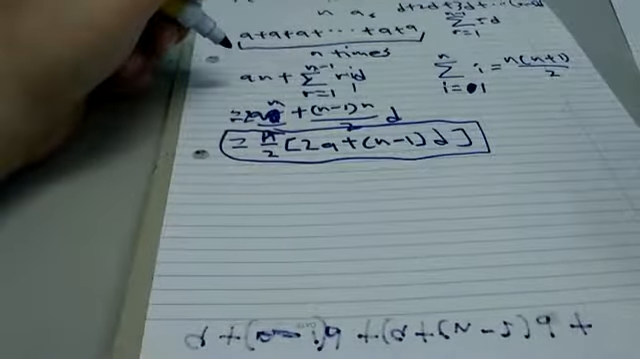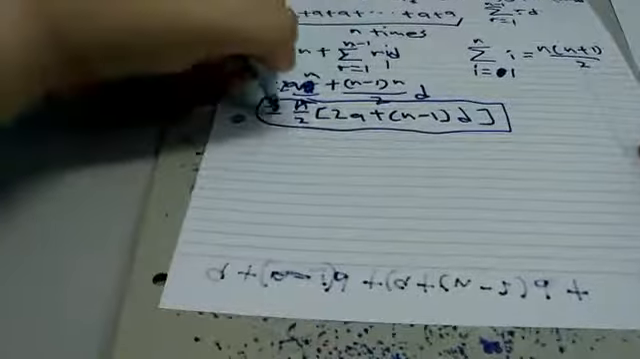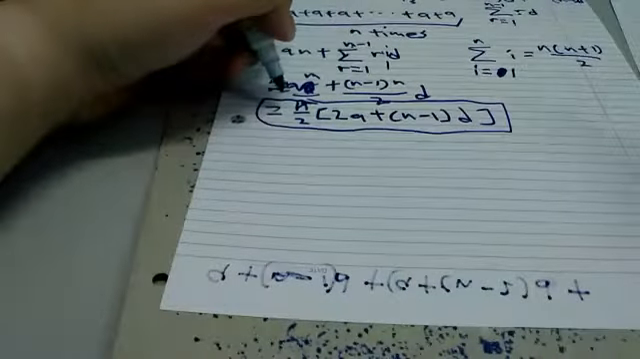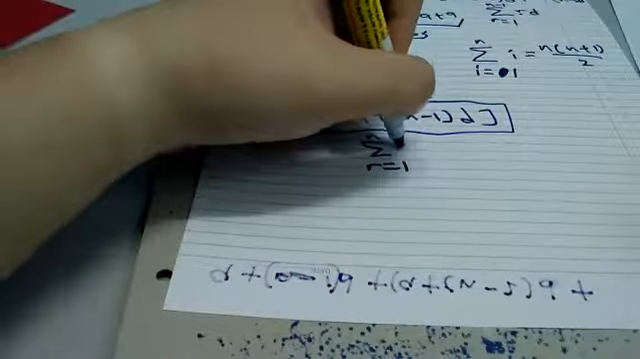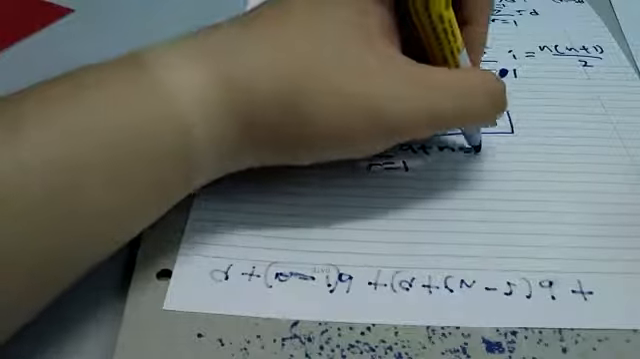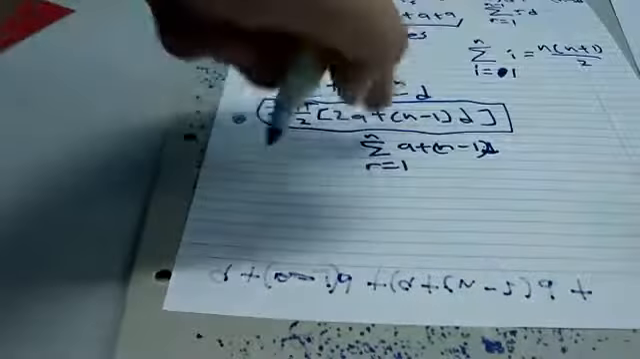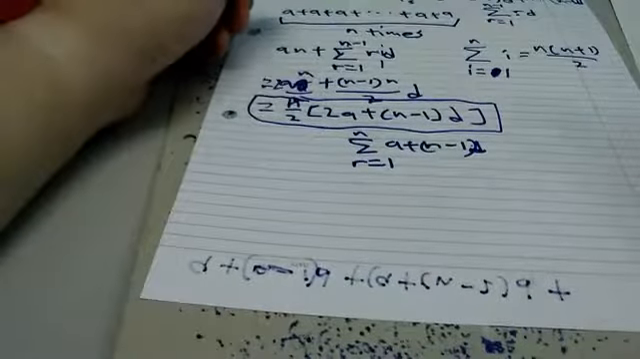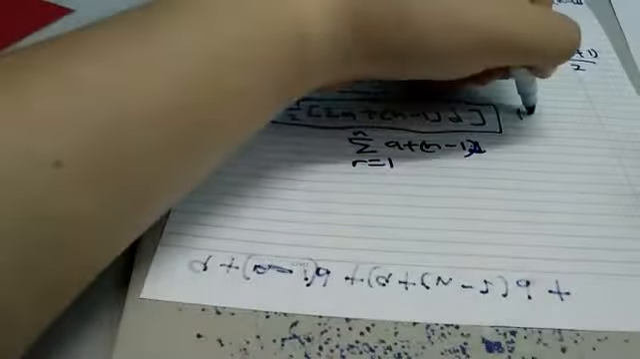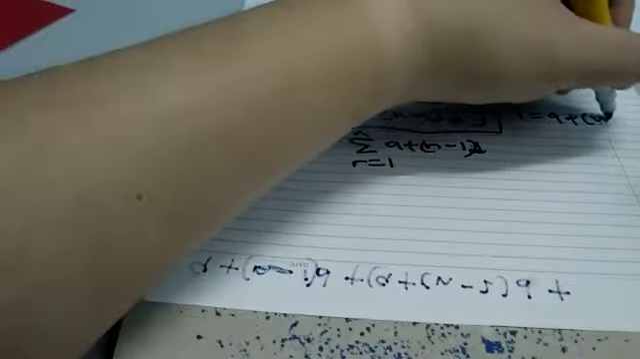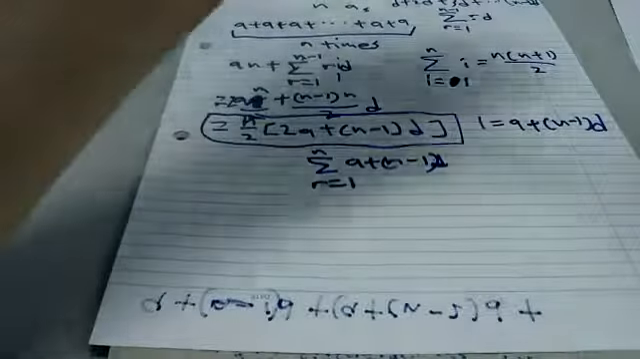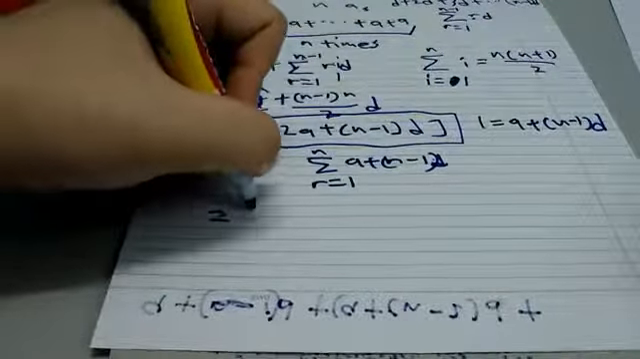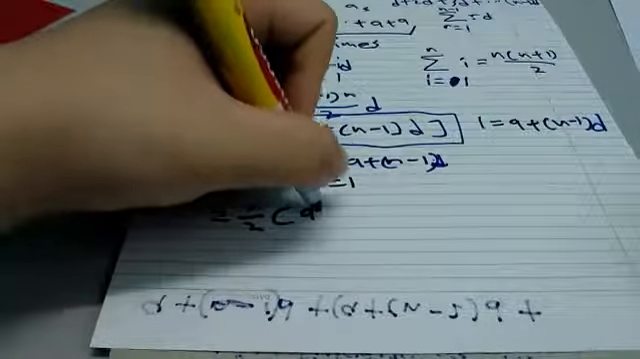Now we have proved that this thing is equal to the sum of r from 1 to n for a plus n minus 1 d. This is the formula for that. And don't forget the last term, l is equal to a plus n minus 1 times d. Plug that in, and we get a plus l. So this is going to be equal to n over 2 times a plus l.